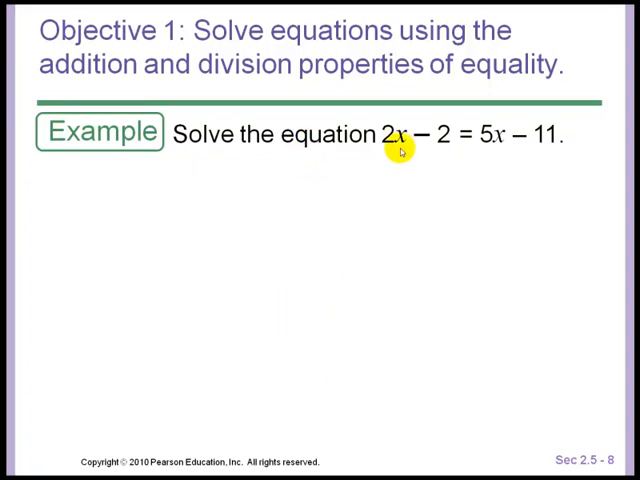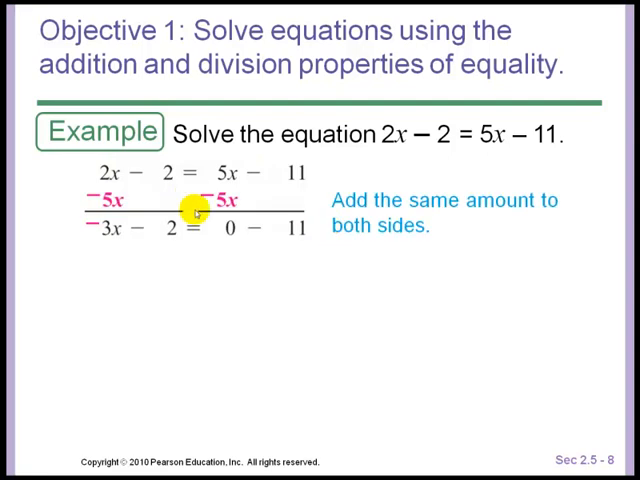Example. Solve the equation 2x minus 2 equals 5x minus 11. Our first goal is to get the x term on one side. It does not matter whether you go to the left or whether you go to the right. In this case, we are choosing to add a negative 5x to both sides. Again, you have to do it to both sides because we're going from one side of the fence to the other. So 5x minus 5x is 0, minus 11. And then 2x minus 5x is negative 3x, minus 2.